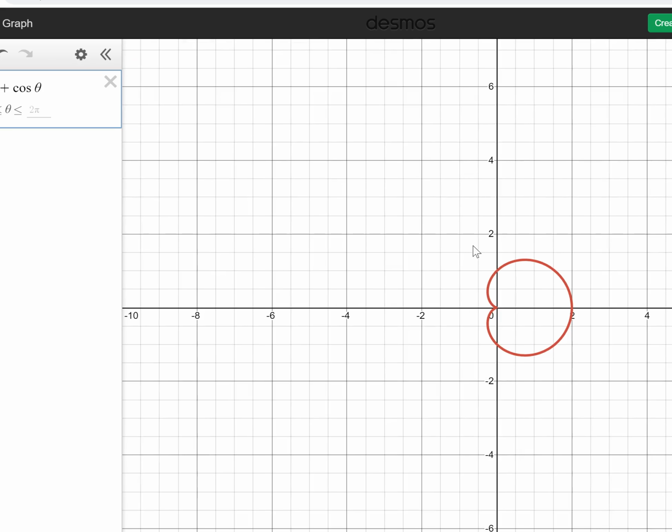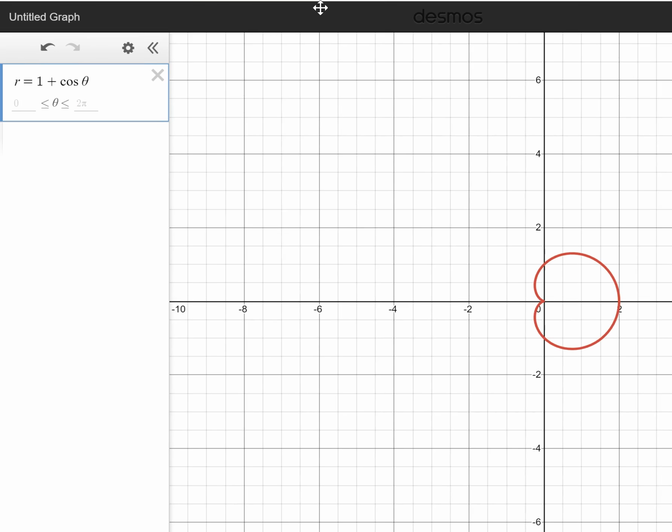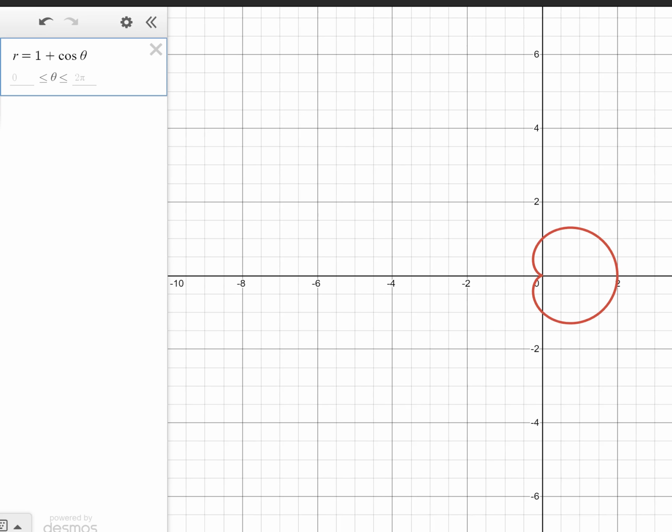There we go. And again, this is 1 plus cosine of theta. Move this over so you can see which one I'm doing here. And this is called a cardioid. If I did 1 plus sine theta, you see I get a cardioid kind of in the opposite direction.